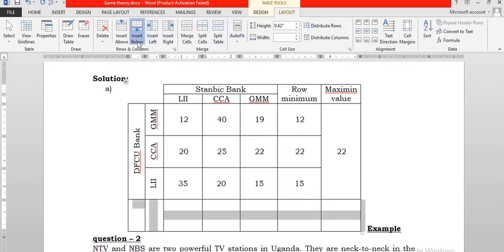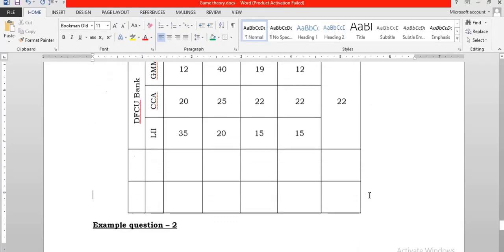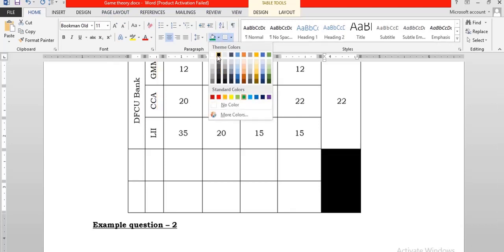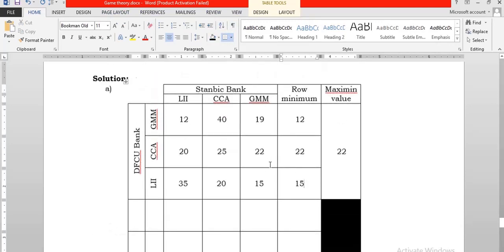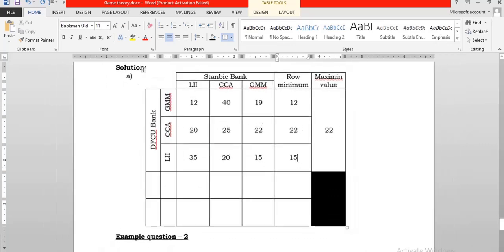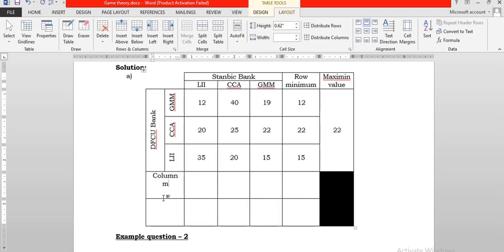So I will add that there. Okay, all right, here we go. Shall I put this one as black? I don't want that one to exist. So what we're going to do, we shall do the same thing. I just want you to see it properly. So layout, do this one. So we shall say column maximum.